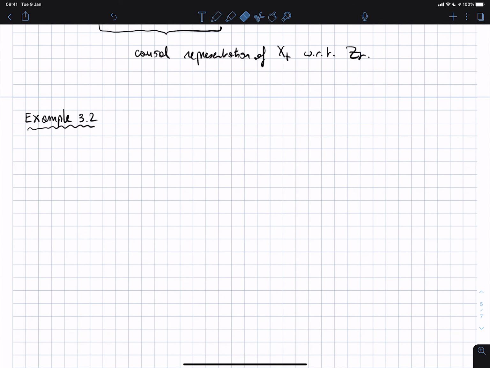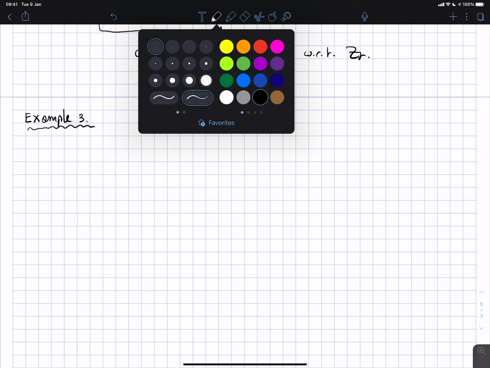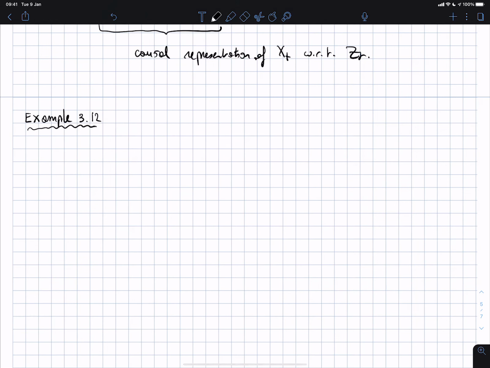Now, let's see. Has anybody here tried to do the computations in example 3.12? They're not easy. I tried. Did you get them? Yeah, in the end I got them. Took some time, but it's not easy. Anybody else? I guess not. You should.